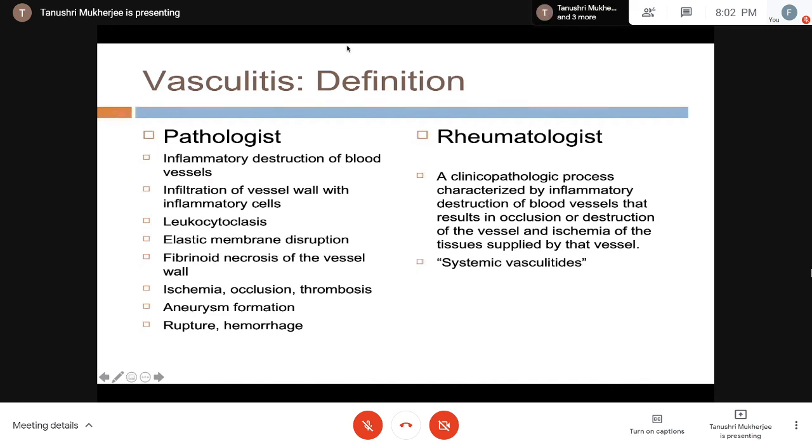And pathologist says inflammatory destruction of blood vessels, infiltration of vessel wall with inflammatory cells, leukocytoclasis, elastic membrane destruction, fibrinoid necrosis, resulting in ischemia, occlusion, thrombosis, aneurysm formation, rupture, and hemorrhage, which can be seen while we cut the tissue. So basically we have to keep these things in mind, because I will be describing subsequently how the organ involvement is seen in vasculitis.